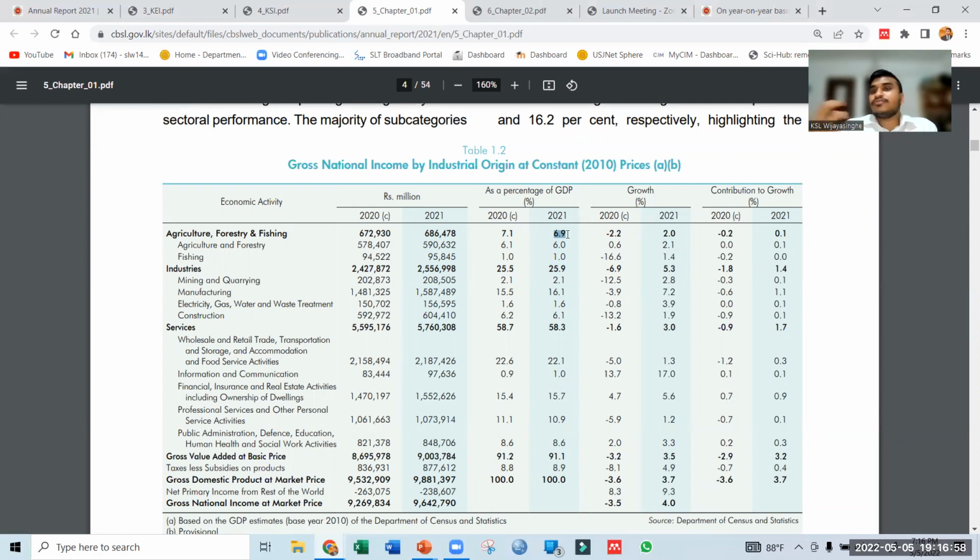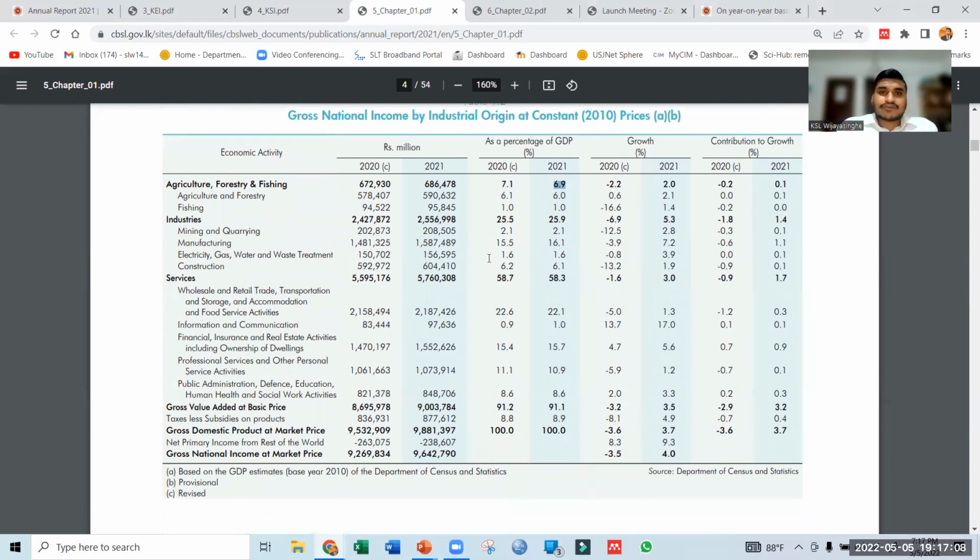What is GDP? Gross domestic product. That is the total number of products produced in a given period. There is a better definition for it, I would say. So from industries, we generate a GDP of 25.9. The industries we have divided into 4 main sectors. One is mining and quarrying. The other is manufacturing. Then you have electricity, gas, water treatment separately. Then you have construction. So out of all of it, you see 16.1 is from manufacturing.